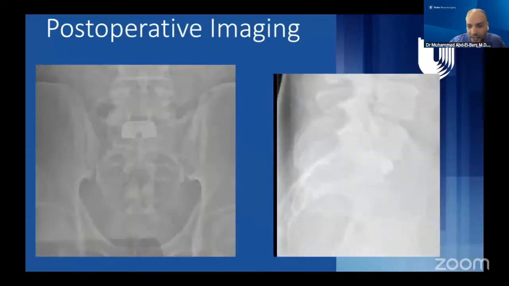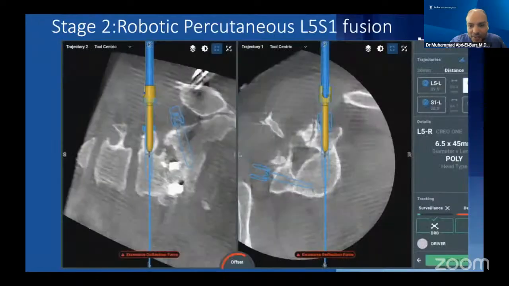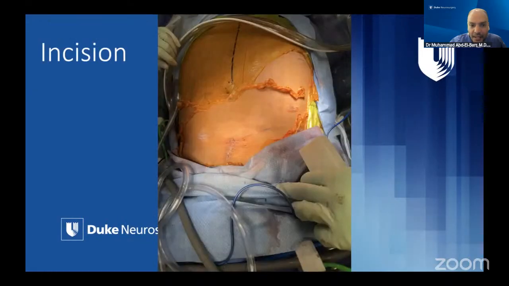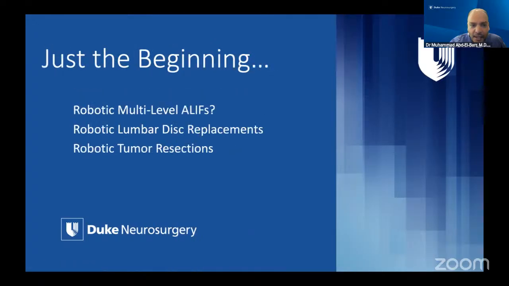And you can see here we got very good post-operative imaging. And then we put the screws in using the robot posteriorly. We didn't have to do indirect decompression because his radiculopathy had gotten better. And you can see here now it's just a very small incision for that ALIF. I think this is just the beginning. Hopefully in the next few months, we'll start doing multi-level ALIFs as well as robotic disc replacements.